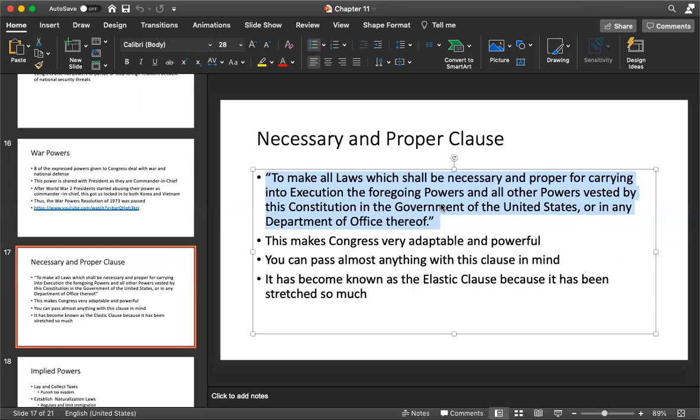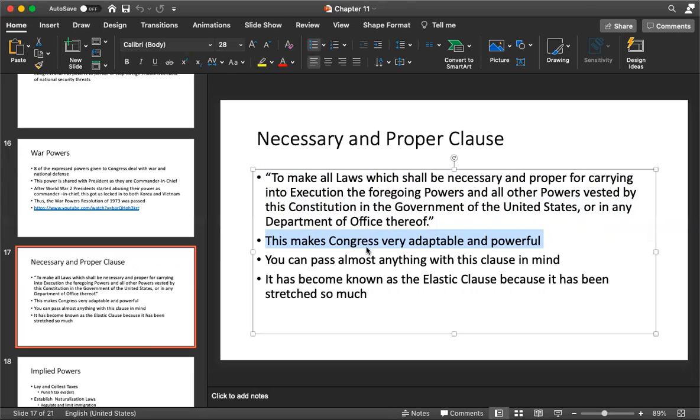We're going to explore this more when we get back. There is a video I want you to watch in classroom about that. So we're going to explore that much more when you get back. But basically, it makes Congress super, super adaptable and powerful.